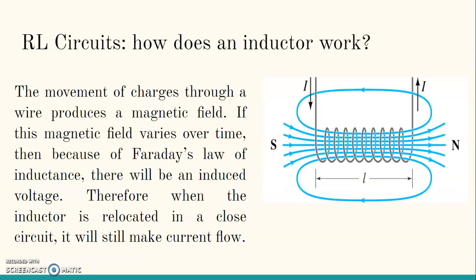For how inductors work, as we said before, inductors store energy in a magnetic field. This is produced by the movement of charges through the wire. So if this magnetic field varies over time, an electric current will be produced according to Faraday's law. This in turn will produce an induced voltage, which will keep the current flowing through the circuit, even if there's no voltage or current source.